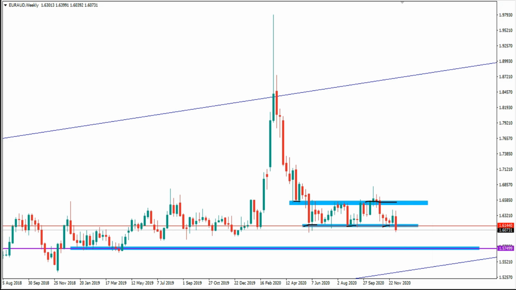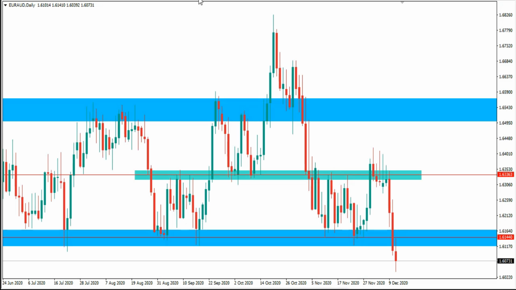But right now we can see that last week's candle gave us a weekly close just below that 6140 area. So with a weekly close below that area, we can expect to see continuation lower to 57.49 over the next few weeks, as the case may be. So let's go to the daily time frame and see what we have.